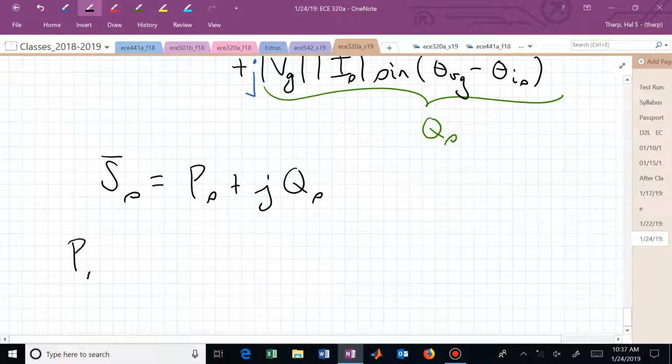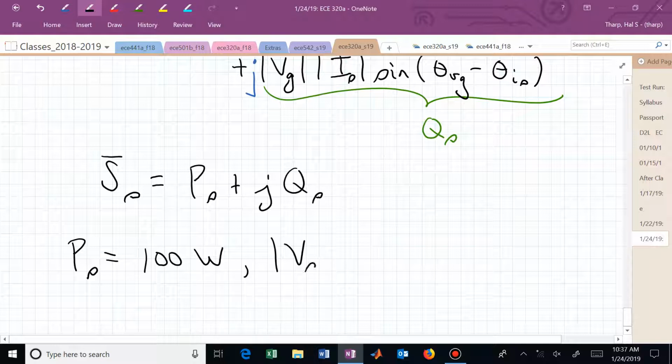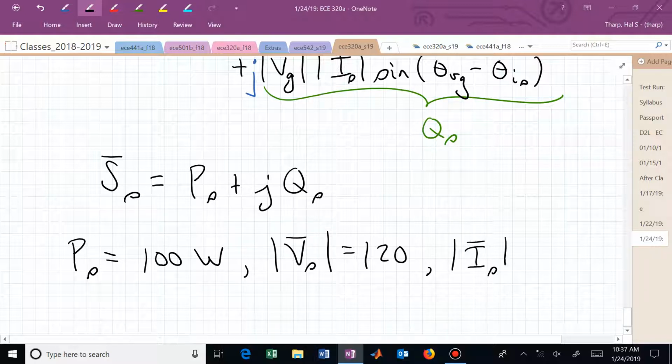We were given P sub S. P sub S was 100 watts. We were given the magnitude of V sub G was 120, and I sub S was 5. Now can we use that to our advantage based on what we know?